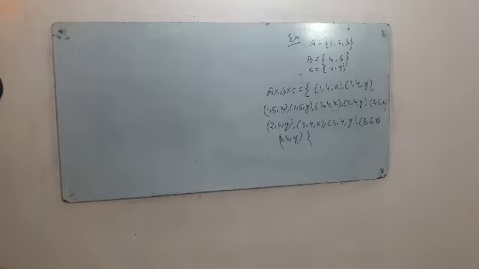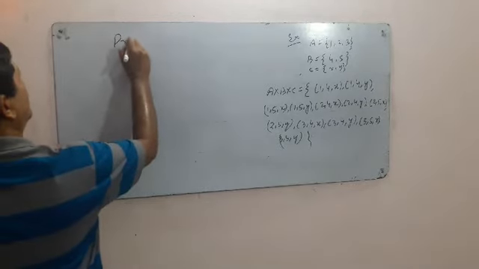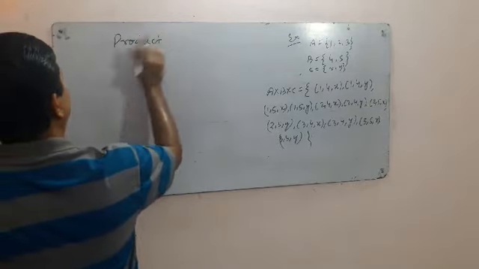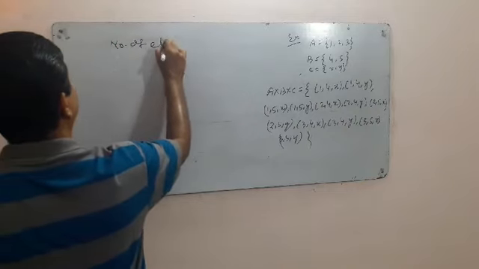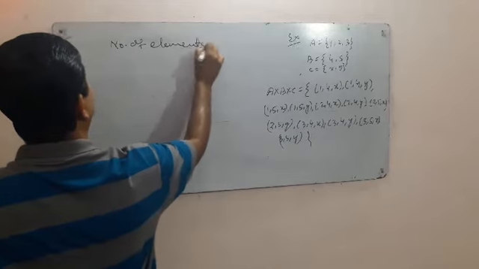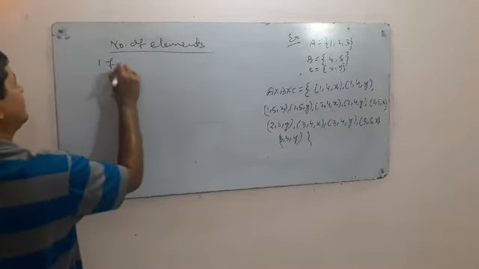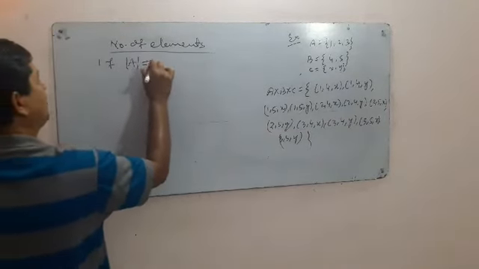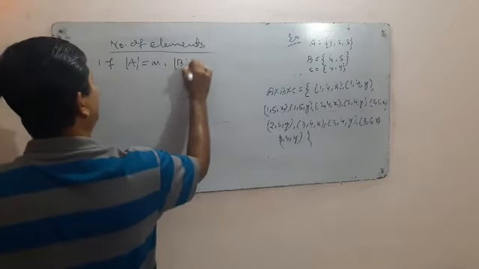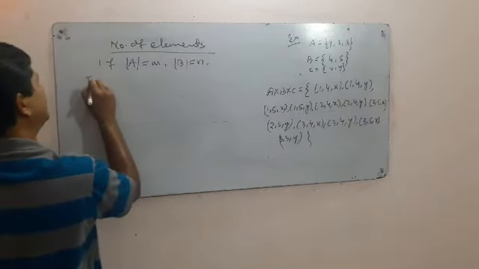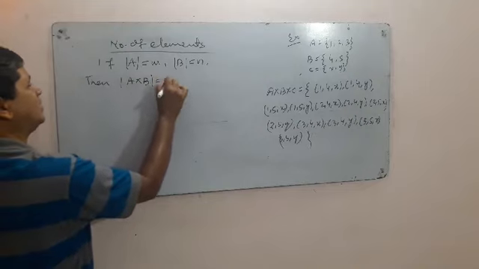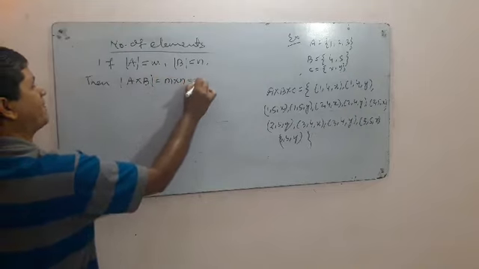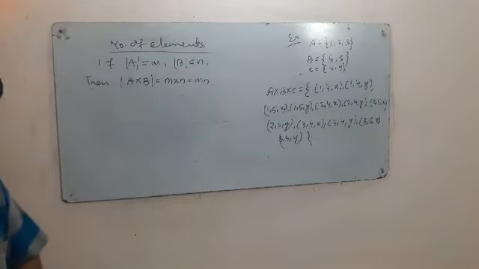Now write the number of elements in a product of sets. How many elements are present in a product of sets? If the cardinality of A equals m and the cardinality of B equals n, then the cardinality of A cross B equals m into n, mn. Right? A cross B is m into n.